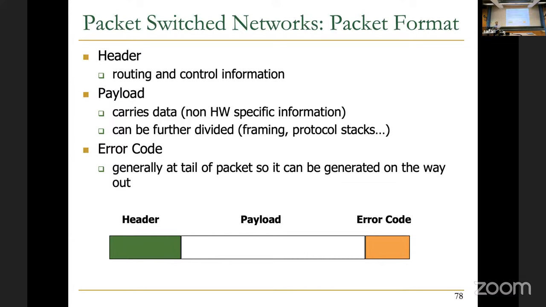There is a definition of packet format that you need to define when you design this packet switch network. There should be a header for your packet, having routing and control information, like the source ID and the destination ID. For example, in a source routing algorithm, you also need to put the ID of all intermediate routers in the header. Another part of the packet is the payload, which carries data and can be further divided into many chunks or small pieces, which we call flits. We also have an error code that generally comes at the tail of packets, so it can be generated on the way out. When the packet arrives at the destination, we can check the error code to make sure that we received the packet correctly or not.